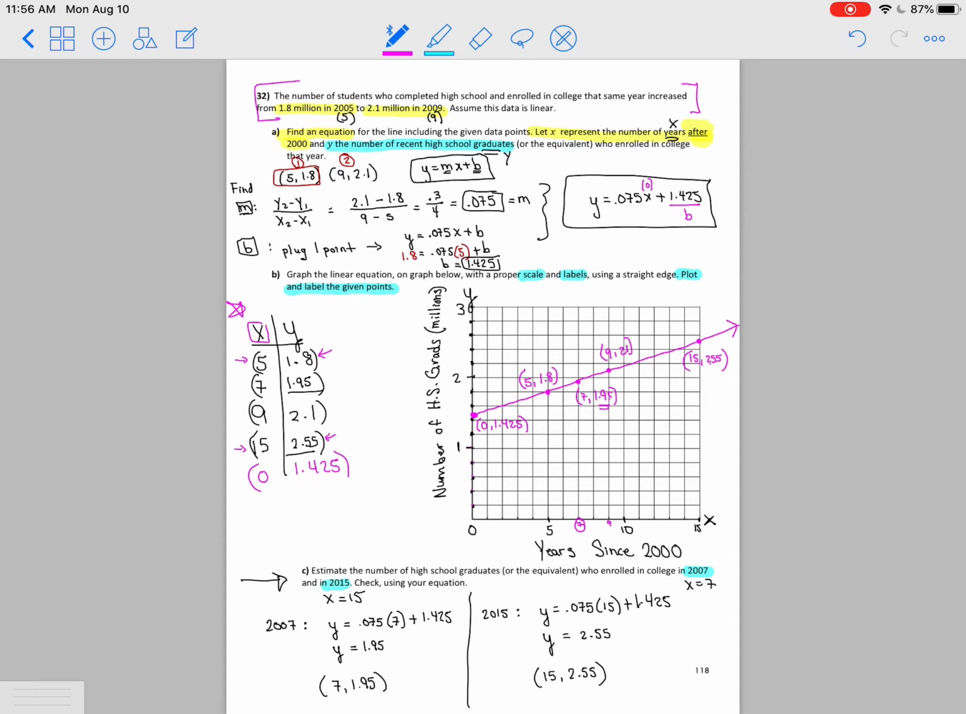Sometimes they actually give you the slope. Sometimes they'll say the rate of change is... Well, rate of change means slope. So you can look for that as well.